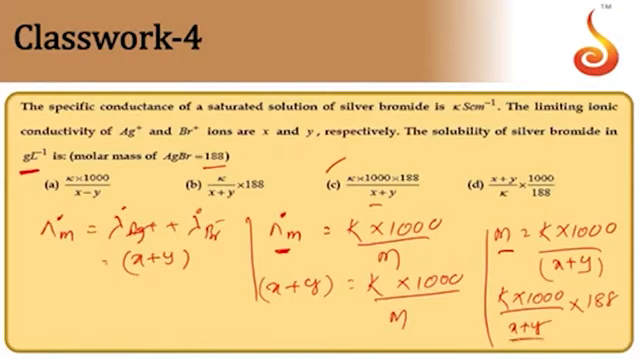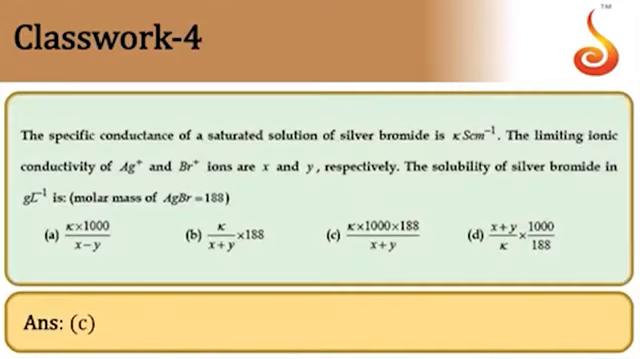So we found out lambda molar, applying Kohlrausch law, that is lambda naught of Ag plus plus lambda naught of Br minus. We got lambda naught of the salt solution, equated to kappa into 1000 by molarity. We got molarity, moles per liter. Then we multiplied by 188 to get the solubility in grams per liter. So the answer is found to be option C.